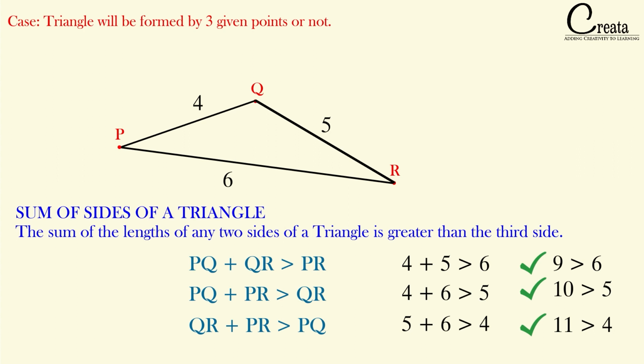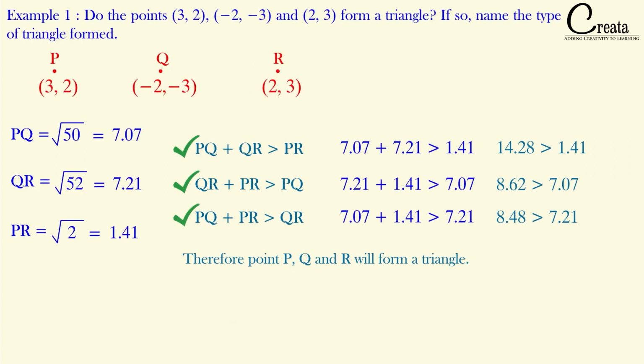The same philosophy you have to use in the examination. Firstly, find the three sides of the triangle using the distance formula, then apply this philosophy. Then you can cross check whether the triangle will be formed or not. This is the question that we have taken down in the distance formula, in which we have cross checked whether the triangle will be formed or not.